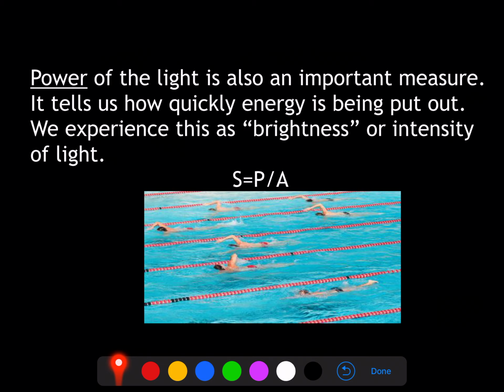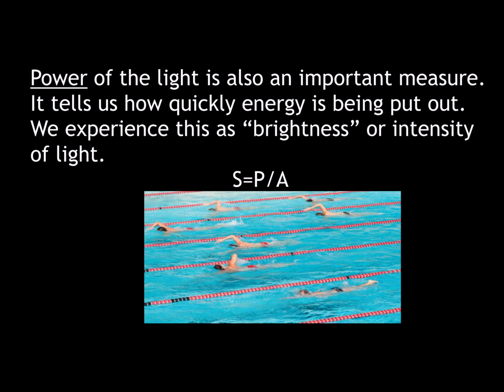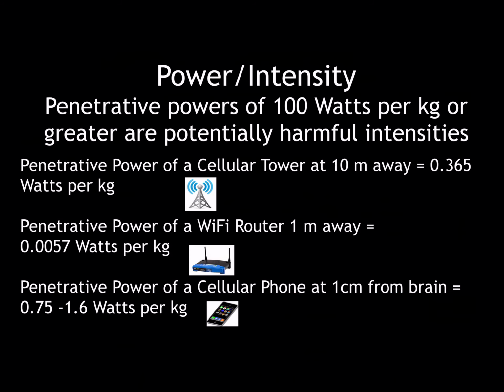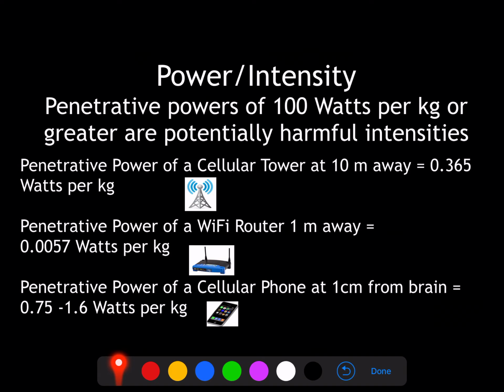It's a fair question. When we studied energy back in Physics 1, we also talked briefly about power, which was the rate at which energy was done. And so when we look at that in terms of light, essentially you're going to experience this power as brightness or intensity. By the way, intensity then is the power divided by the area that power spreads out throughout. So what kind of power is potentially harmful? Well, 100 watts per kilogram is what we would be looking at. Penetrative powers of that level could be potentially hazardous.